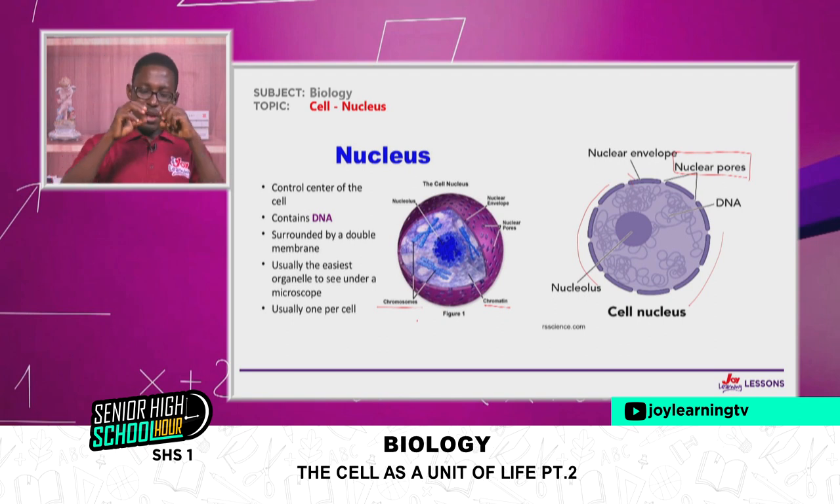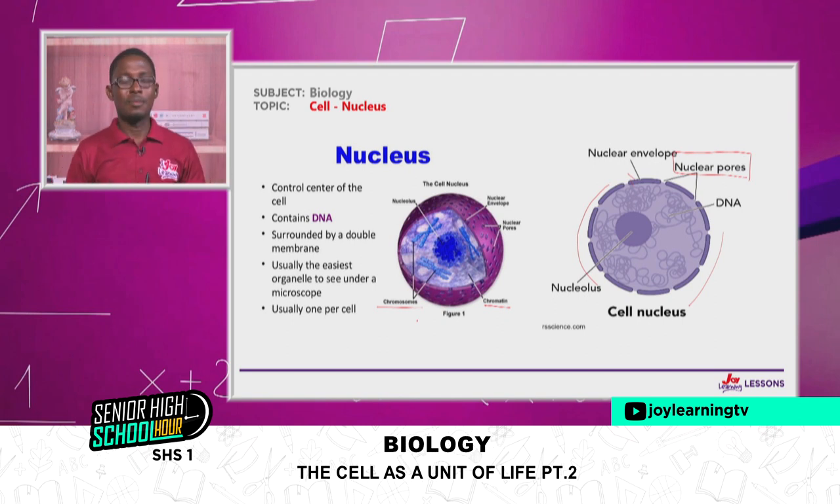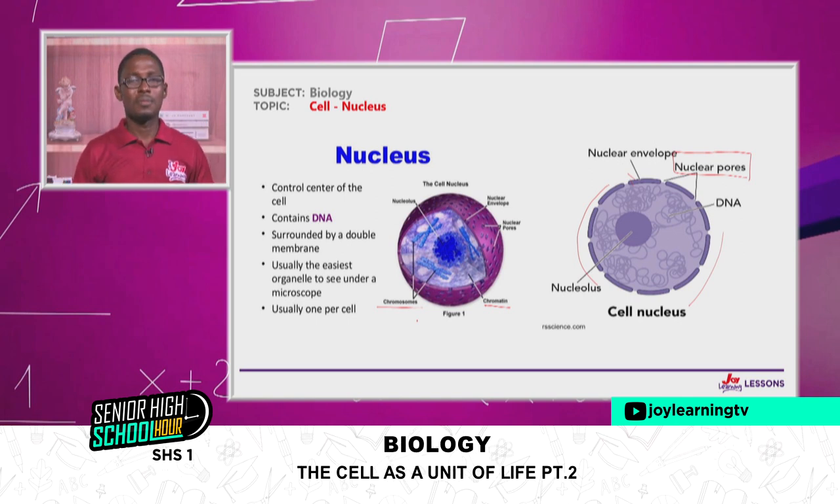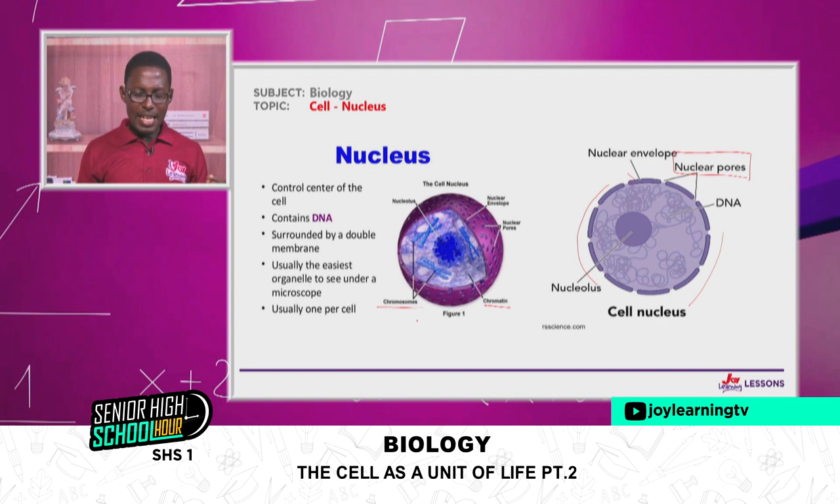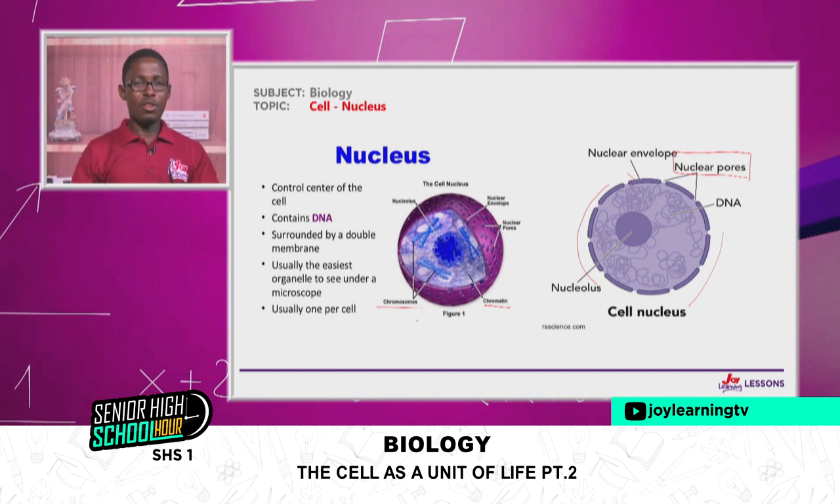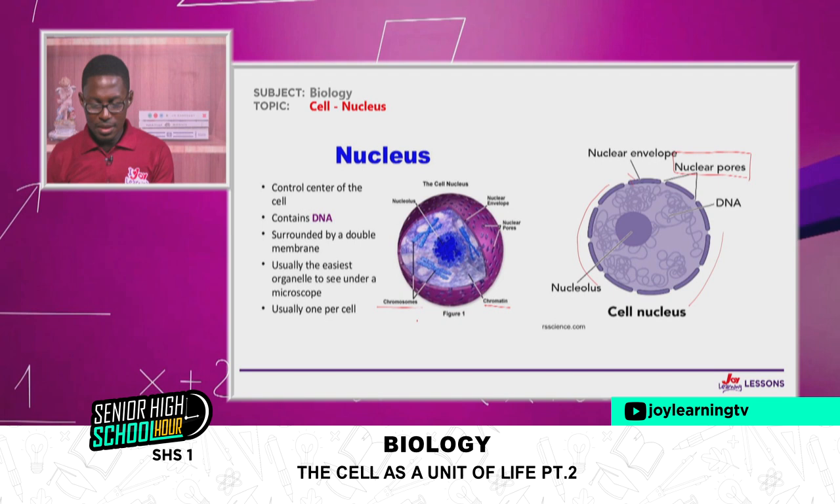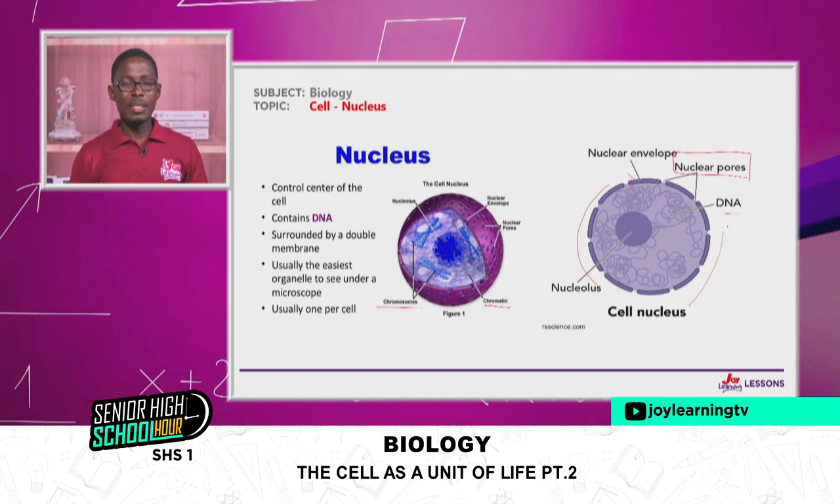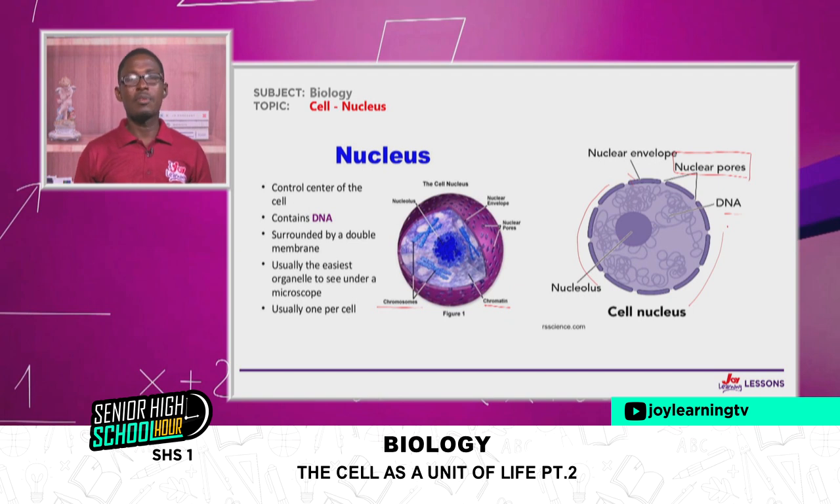Then there's another rounded, darker portion within the nucleus called the nucleolus. Again, a darker portion within the nucleus, which houses some DNA and some RNA. And this is where we make ribosomes from.